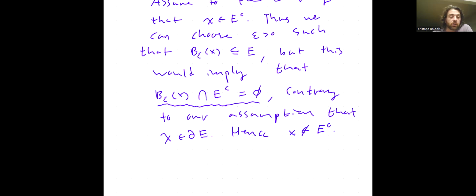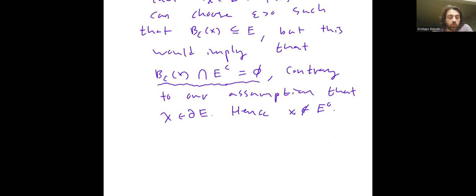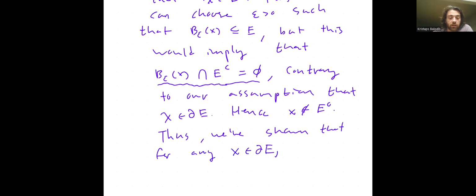So just to wrap this up, thus we've shown that for any x in the boundary of E, x is in the closure of E, and it is not in the interior of E.